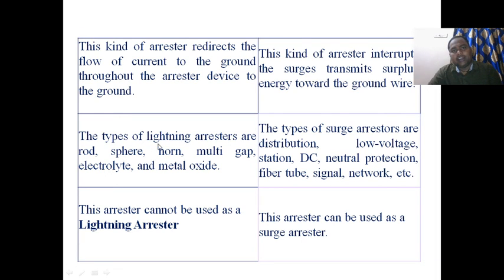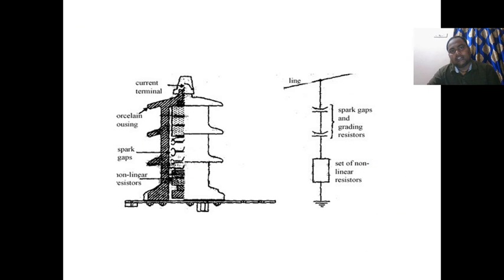The types of lightning arrester are rod, sphere, horn, multi-gap, electrolytic and metal oxide. The types of surge arresters are distribution, low voltage station, DC, neutral protection, fiber tube, signal network, etc. This arrester cannot be used as a lightning arrester. This arrester can be used as a surge arrester, both lightning and surge arresters.